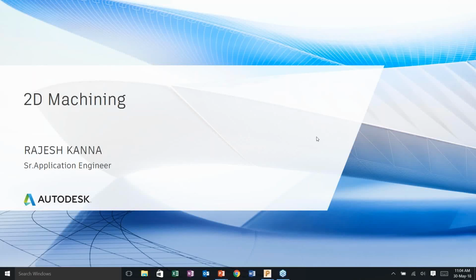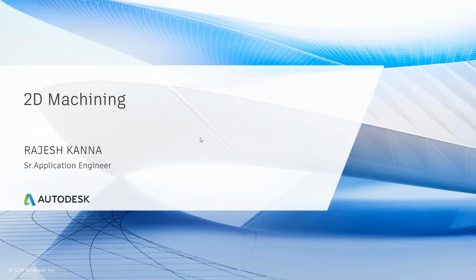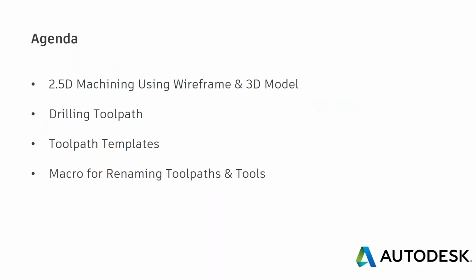Today we are in the Autodesk PowerMill webinar on 2D machining. First, we move into today's agenda. The first one is we are going to look into 3 examples. The first one is using a wireframe model. We are going to create toolpaths with the help of toolpath templates.